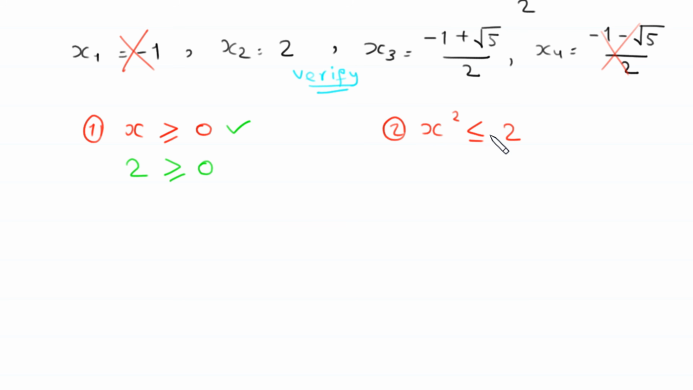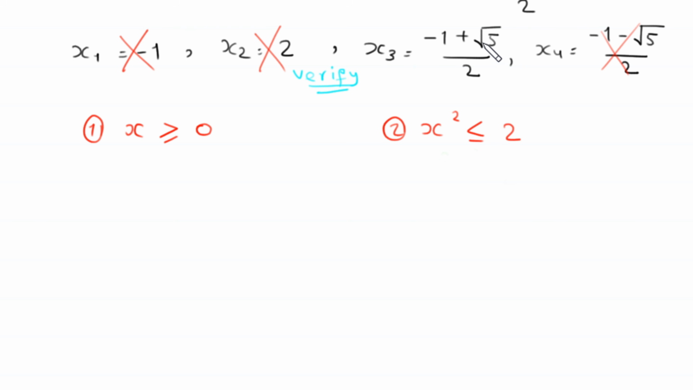Now let's check the second condition. In place of x we write 2 squared. Is it less than or equal to 2? 2 squared is 4, and 4 is not less than or equal to 2. Because this condition is false, this value 2 is also rejected. This is not a solution. Now we check the third value of x, negative 1 plus square root of 5 over 2.